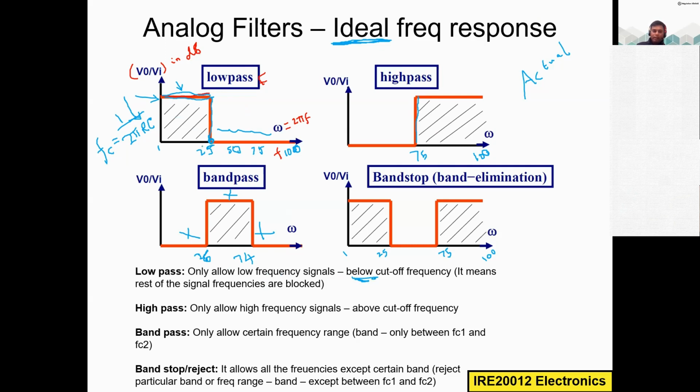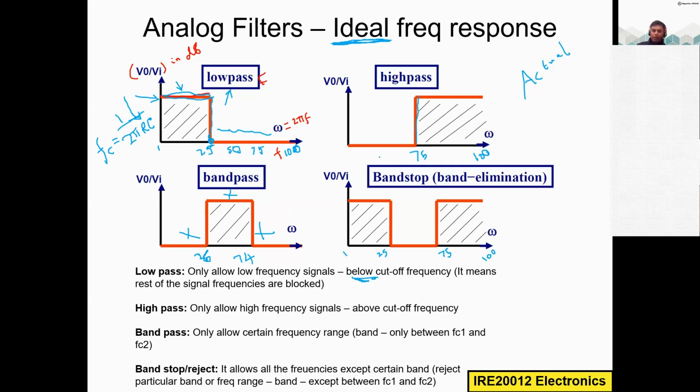So if I calculate the cutoff frequency as 25 kilohertz, it means whatever the frequency is below this 25, the filter will pass these frequencies and it will block the rest of the frequencies. So below the cutoff frequency, this filter is passing. In the high pass filter, it's the opposite. It only allows high frequency signals above the cutoff frequency.